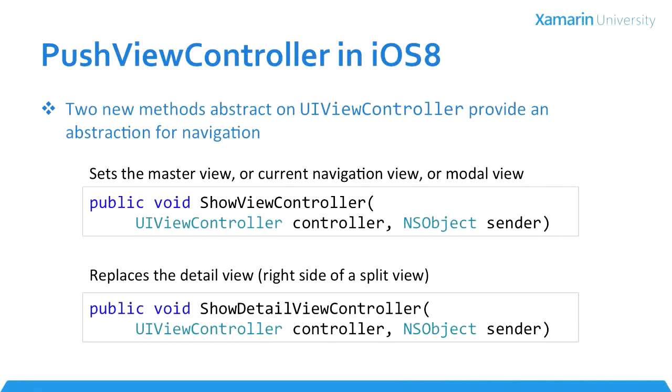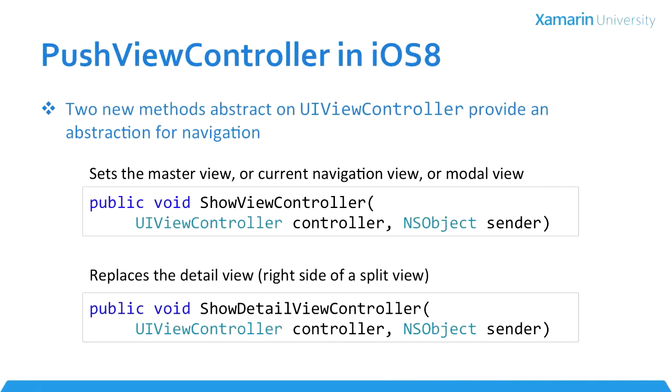And even better, if the parent isn't a nav controller, but it's a split view controller, well then this method will still work, and it's just going to replace the master view, or the left side view, of our split view. And if there's no navigation controller or no split view controller, the child gets displayed through a modal push. So this method's going to work in all 3 cases automatically without any code change.